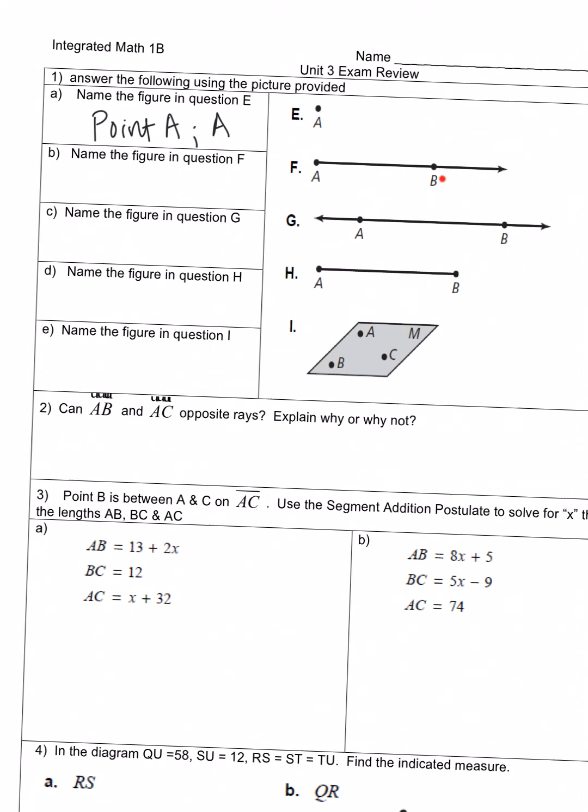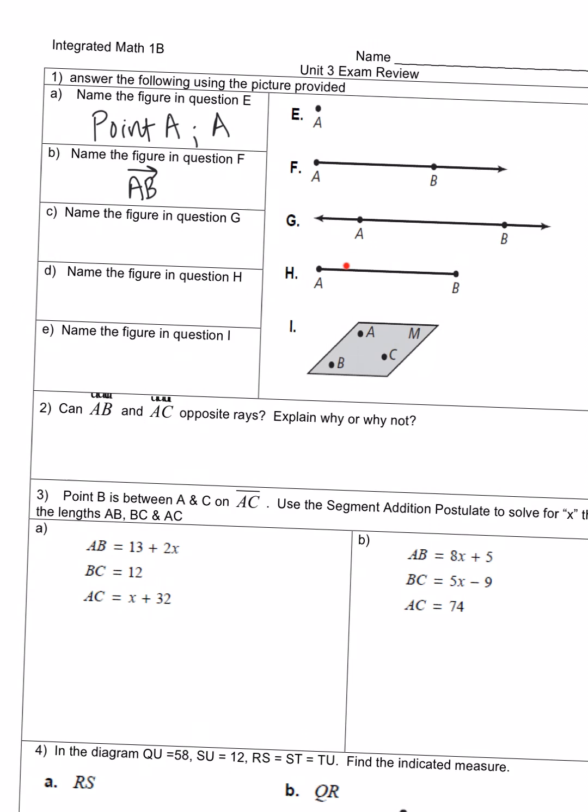Figure F, AB. Remember, this is a ray because we start off at point A, we go through point B forever and ever in one direction. That's a ray. Make sure you have that notation correct. AB with an arrow on top going one direction. So as you're checking this, 2 capital letters, and this notation is really important.